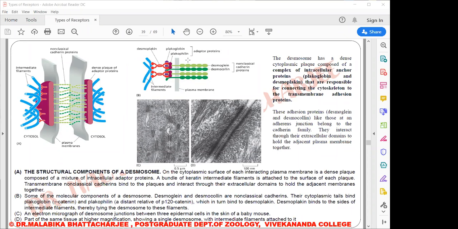So I'm repeating, there is this disc-shaped structure. From this disc-shaped structure, you can see filaments moving into the extracellular space. And in the extracellular space, you can see there are light and dark green shades. The lighter filaments are known as desmoglein. The darker filaments are desmocollin. And together they are known as non-classical cadherin proteins.